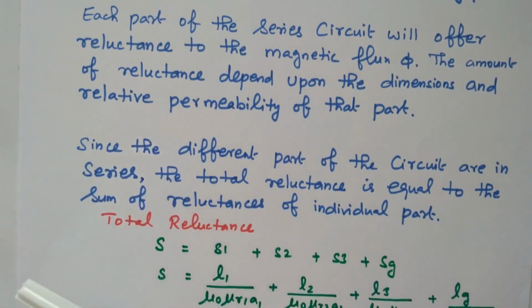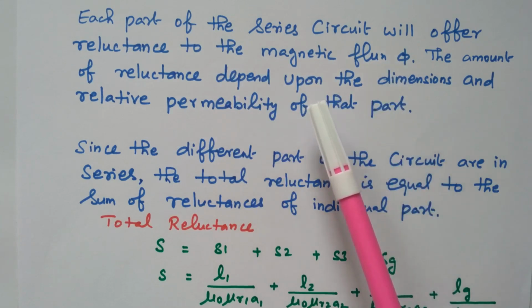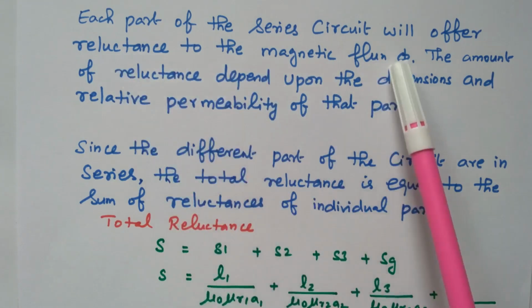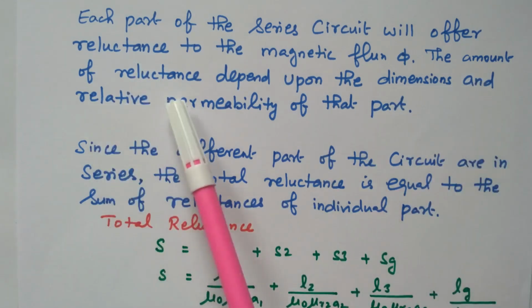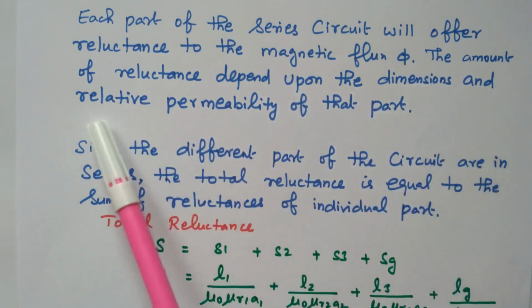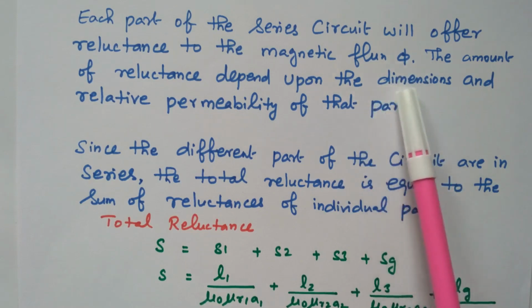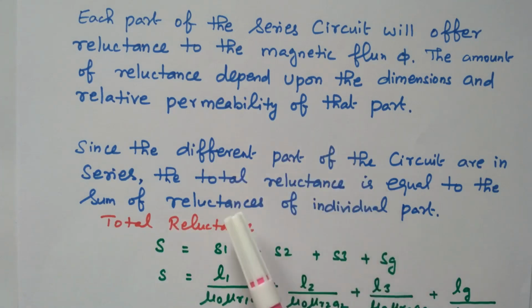Each part of the circuit will offer reluctance to the magnetic flux. Because of different relative permeability, each part will give a different value of reluctance to the flux. The reluctance value will be different due to the different magnetic materials. So the amount of reluctance depends upon the dimension and the relative permeability of the part, because three different materials are available.